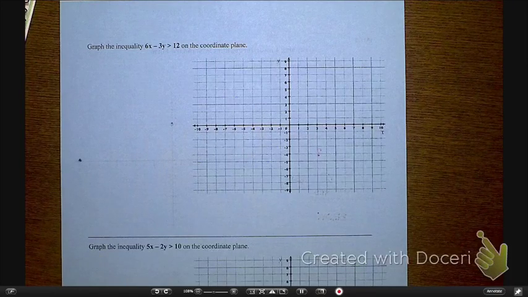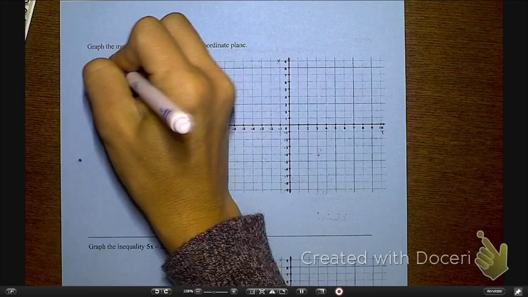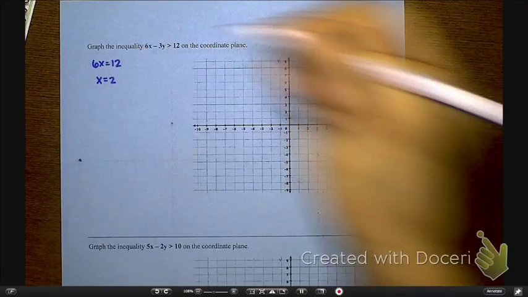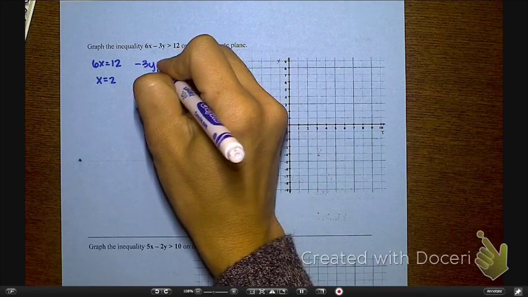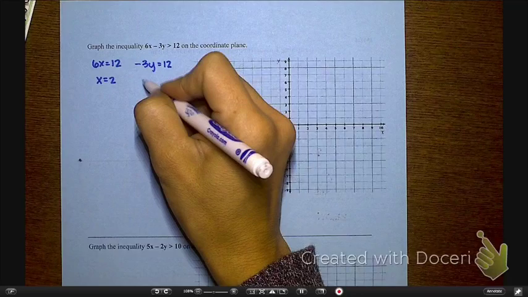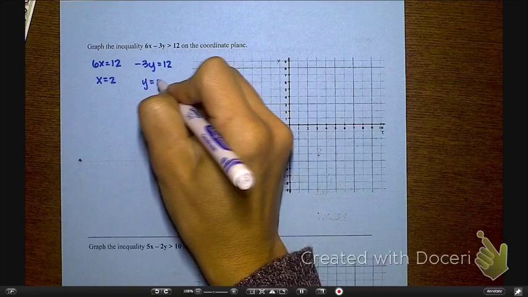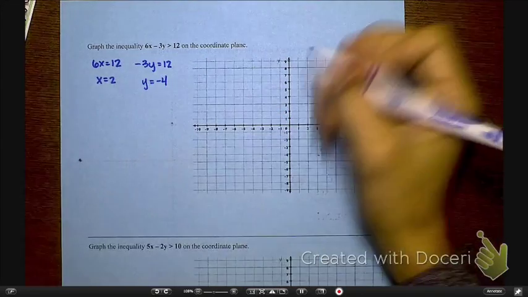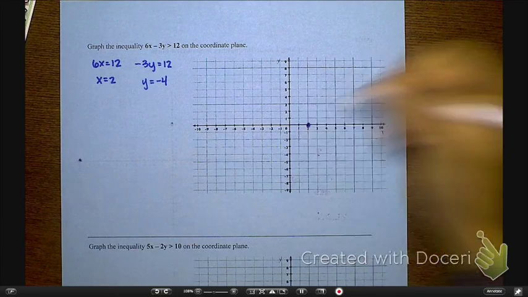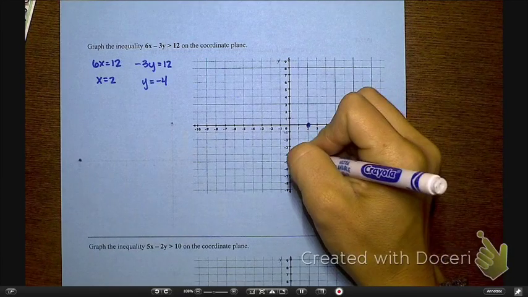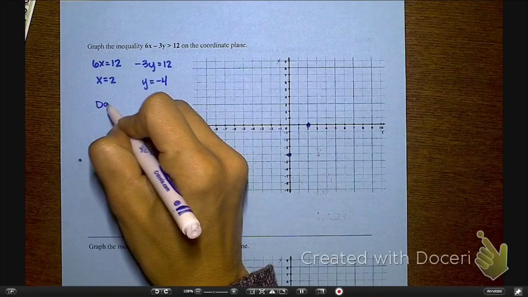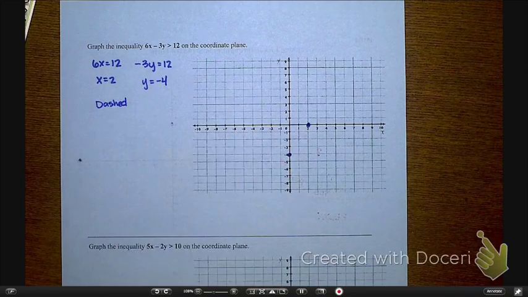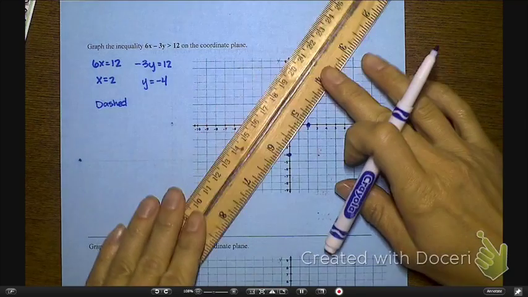Okay, so next one. Let's go ahead and cover and solve. So your x-intercept is 2. Cover and solve over here. What's your y-intercept? -4. Okay, let's graph those. X is 2. Y is -4. Okay, solid or dashed line? Dashed, right? Okay, so let's connect that with a dashed line.